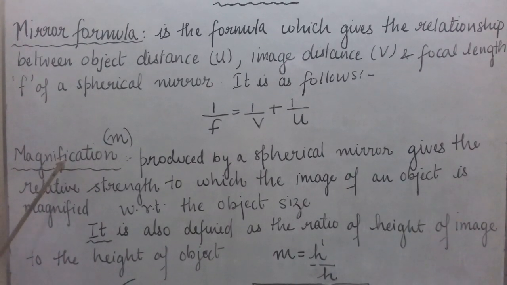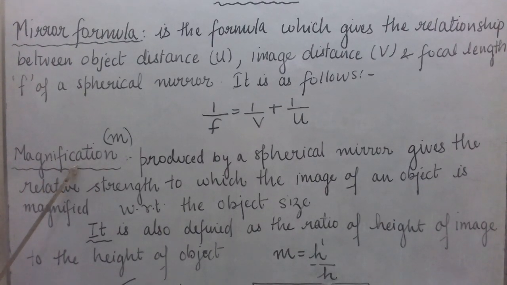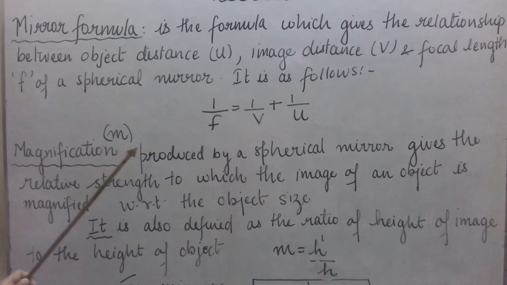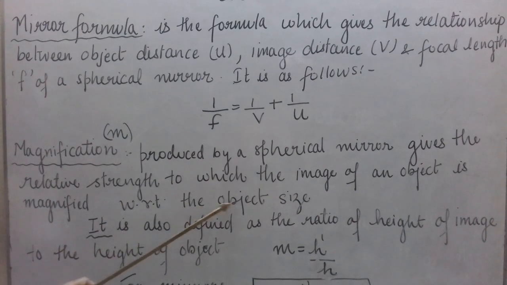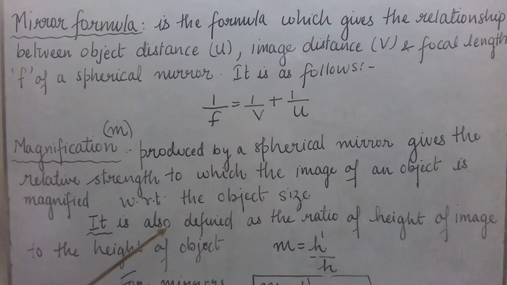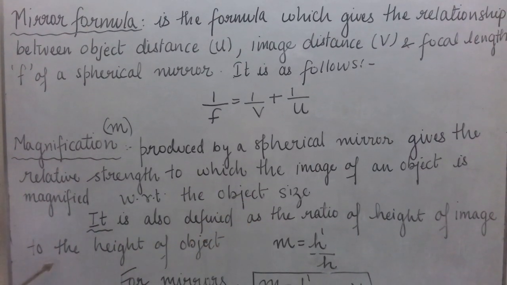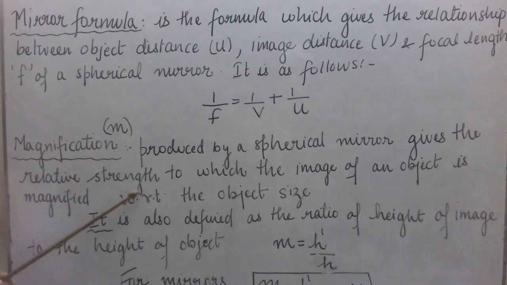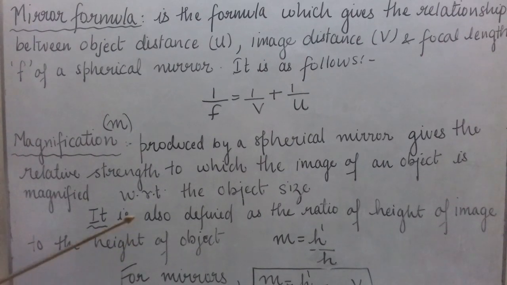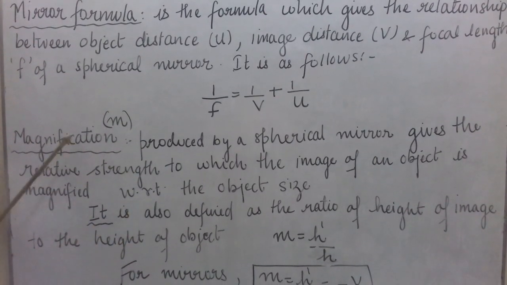What is magnification? We can say magnification gives us an idea of relative strength of image as compared to the size of object. It means magnification is also defined as ratio of height of image to the height of object. This definition of magnification is somewhat qualitative, and this is the quantitative definition, which exactly gives the formula for magnification.